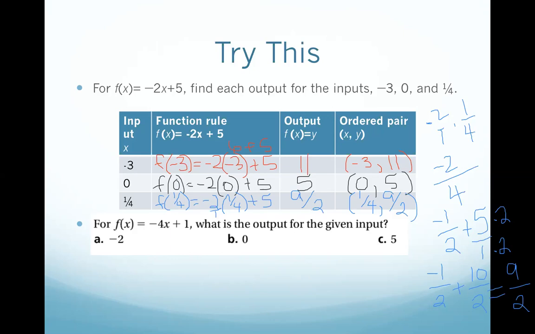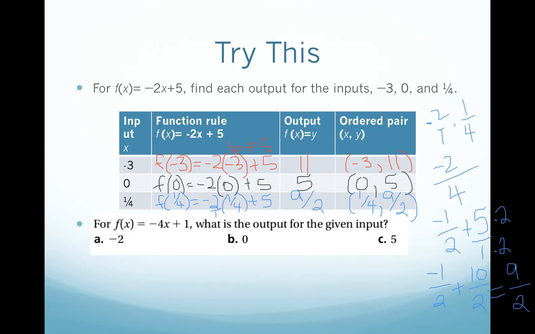Okay, so let's take a look at part A. As the instructions say, we're given f of x equals negative 4x plus 1. That is our function rule, and it is given in terms of f of x, so that's our function rule in function notation. We want to find the output for the given input.